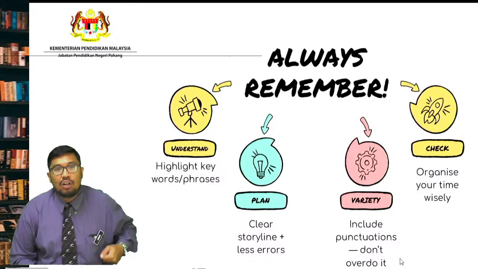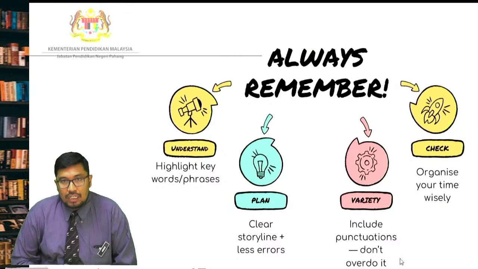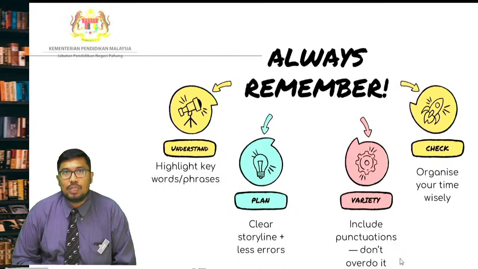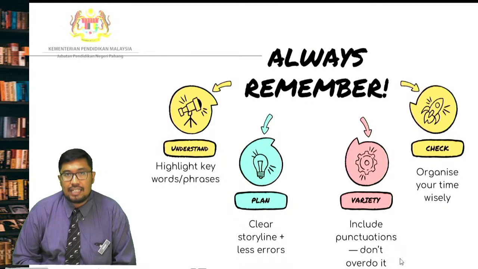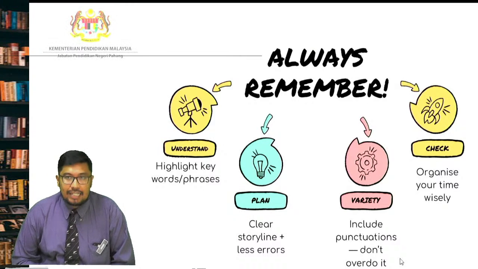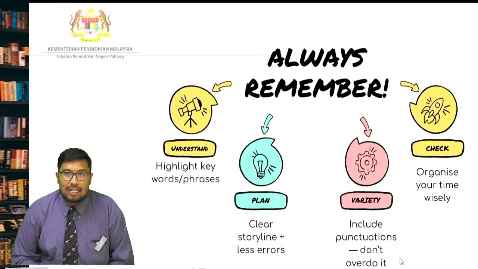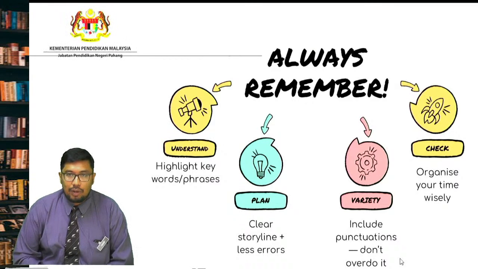And lastly, always remember to check your time. For this section, for CW, you are only given 60 minutes. Make sure the first 15 minutes is used for you to draft and plan your essay well, and then for the next 15 minutes, you must write your essay.